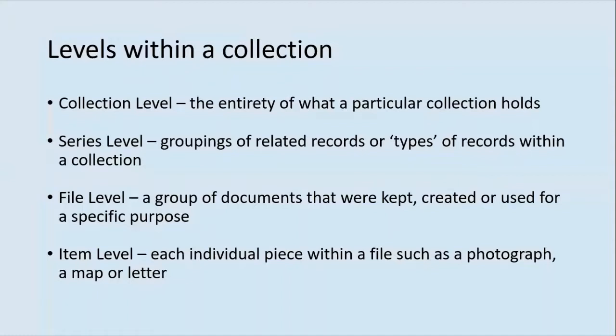Next, you have file level. File level describes a specific group of documents within a series that were kept, created, or used for a specific purpose. For example, you could have a file of newspaper cuttings documenting a local festival. And lastly, you have item level. This could be an individual piece of a file, such as a photograph, a map, a single press cutting, or a letter. You don't always have to catalogue down to this level. It depends on the size of the collection and the amount of time you have available to catalogue it.